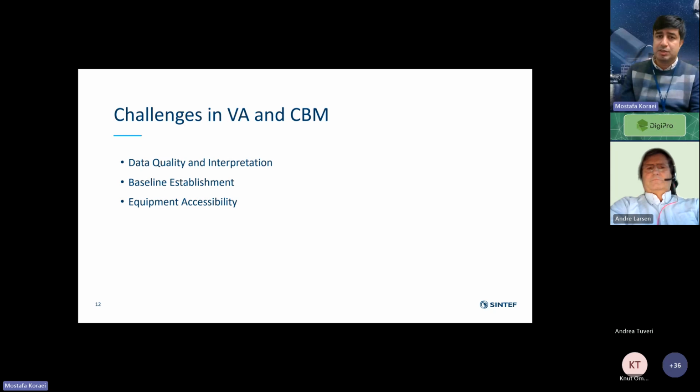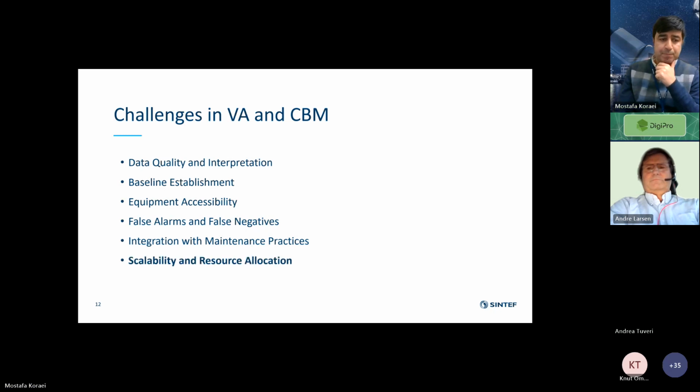Equipment accessibility: in some industries, it's not easy to access the equipment to do vibration analysis unless you stop the production line, so it has other costs. False alarms and false negatives happen, and that is another reason we really need experts. And integration with maintenance practices. Scalability and resource allocation finally is one of the showstoppers in using vibration analysis and CBM on all equipment in a company or plant, both for the cost and for the lack of resources, as we don't have enough experts to do everything.